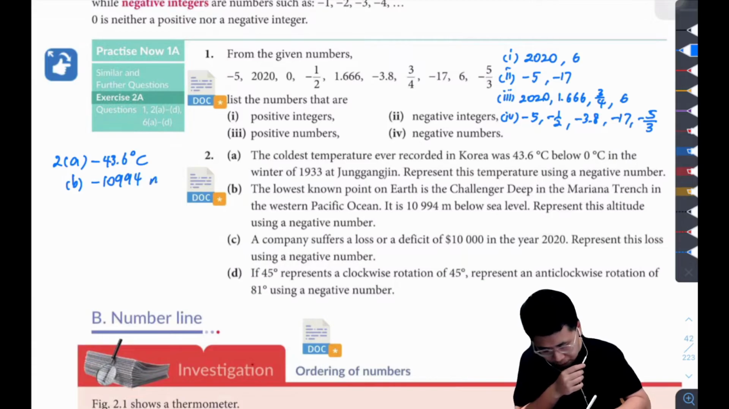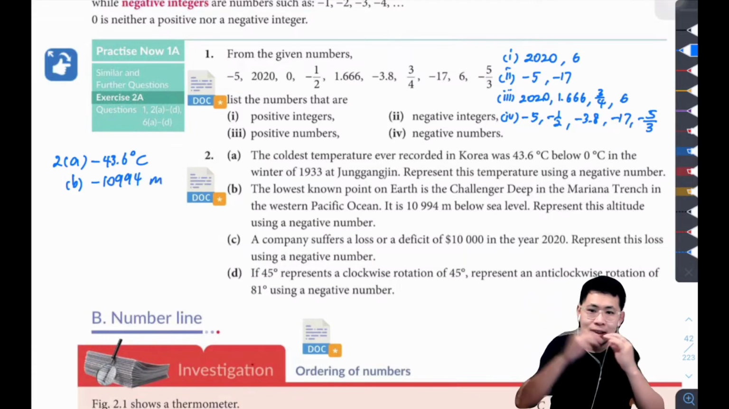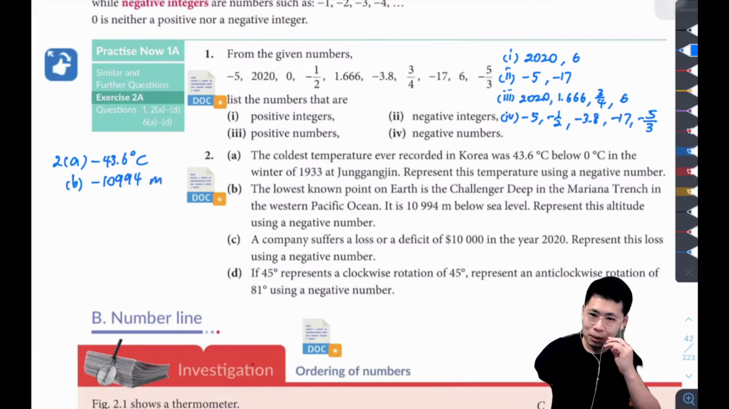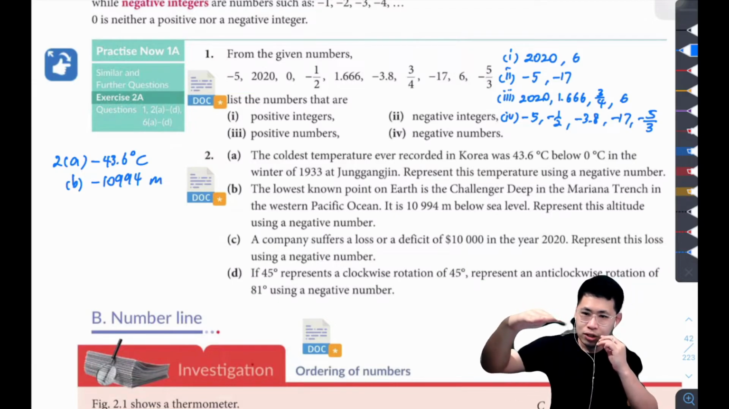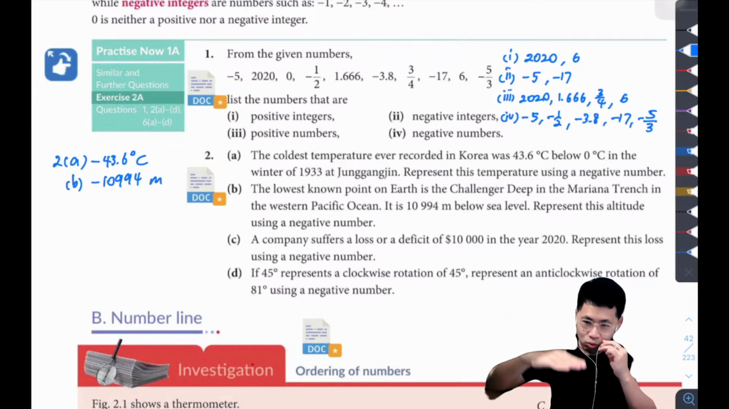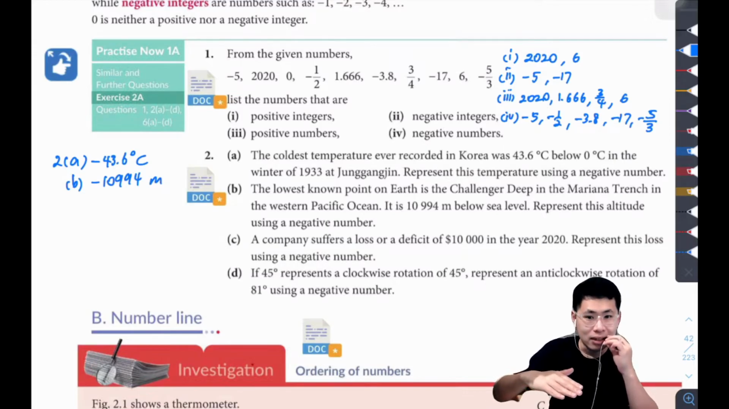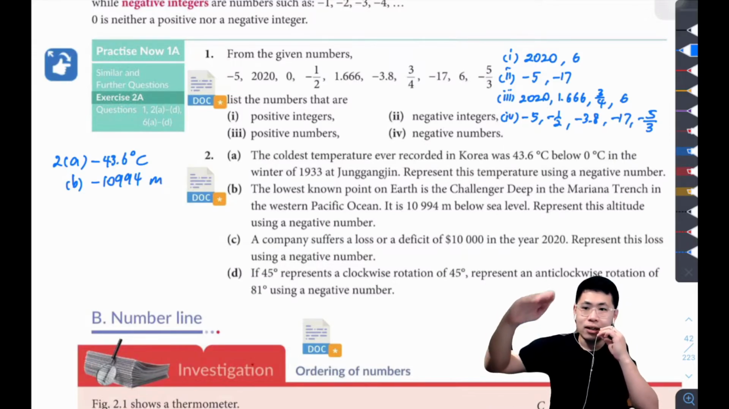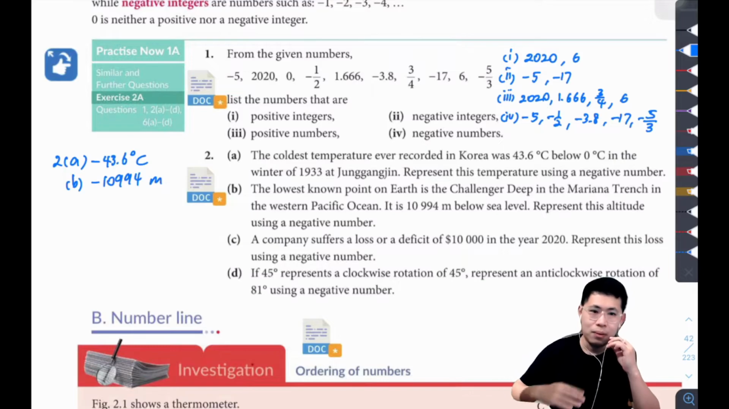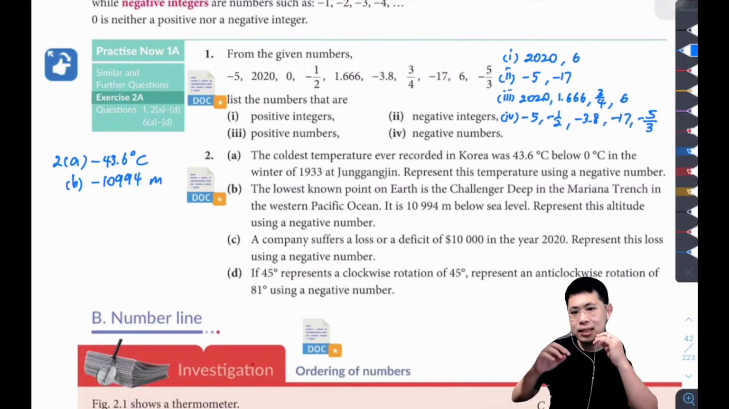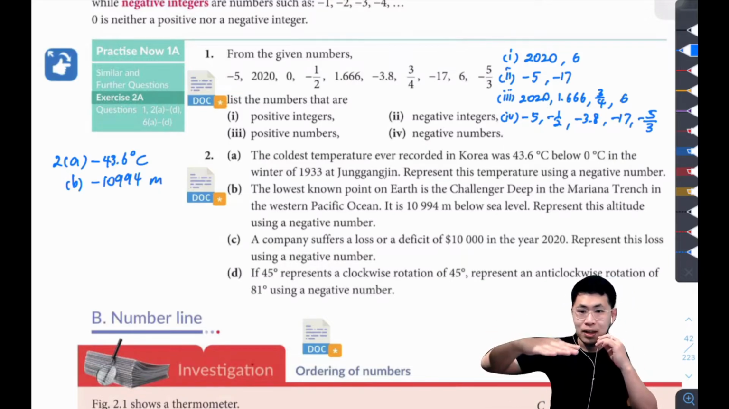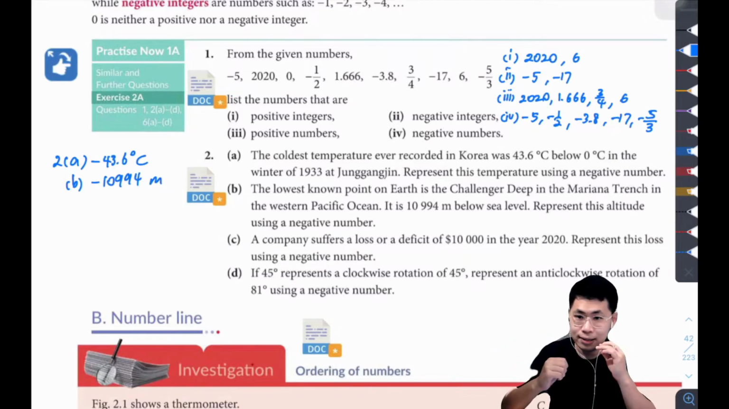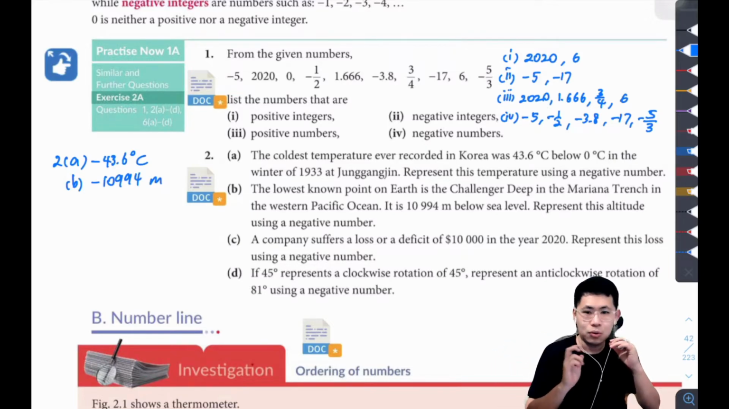Negative 10,994 meters. So you can imagine, negative 1 meter is just 1 meter below sea level. Negative 2 meters will be just negative 2. But it's also deeper than negative 1, you realize? So negative 10,994 will be way below. Alright, so you can see that the negative tells you the direction. The number tells you the size. Alright, so this is what we need to get used to.